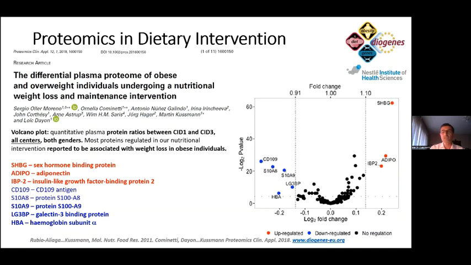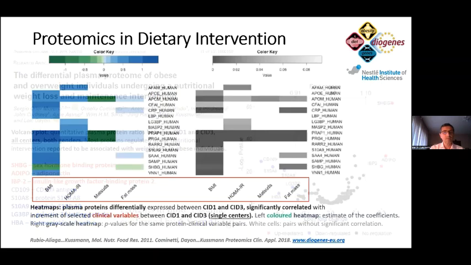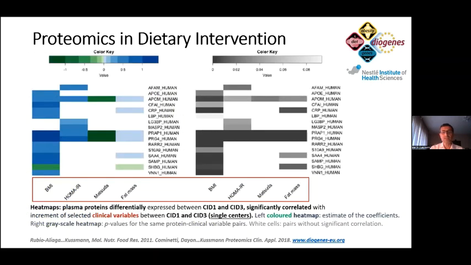And the red proteins are up regulated, the blue proteins are down, and those proteins in bold have been confirmed post-mass spectrometry by SomaLogic. Here you see a heat map of plasma proteins differentially expressed between these clinical intervention days. And those proteins significantly correlated with the increment of selected clinical variables. As you can see here, BMI, the HOMA index, the Matsuda index, and the fat mass. And again, this is between CID1 and 3.